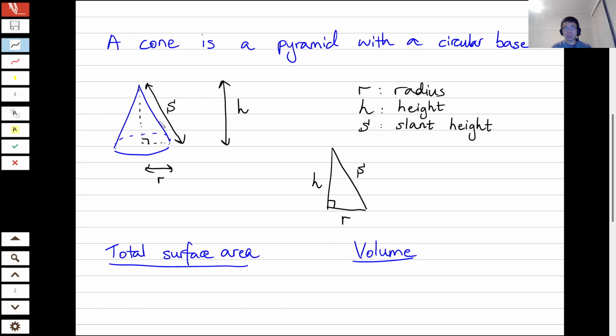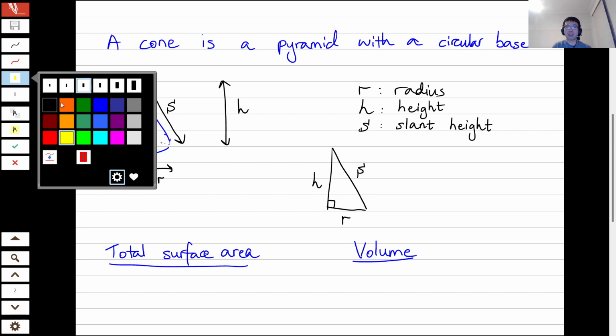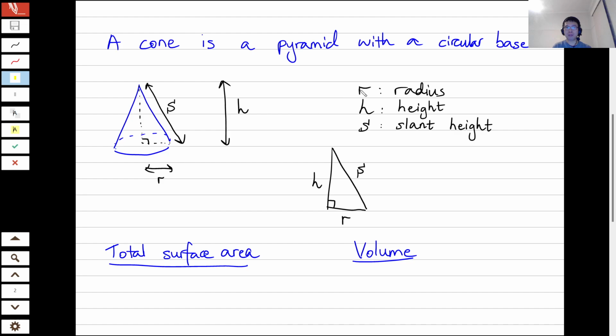So when we define a cone, there are at least two numbers we should use to describe the dimensions of the cone. The first one is the radius, and that's the distance from the center of the circular base to the edge of the base. Second, there is the height, which is the vertical distance from the bottom to the top of the cone.